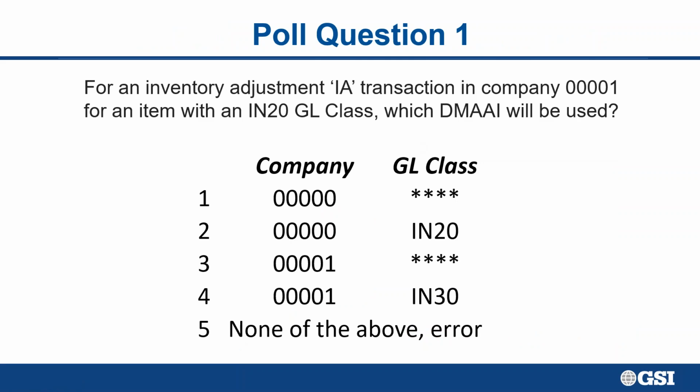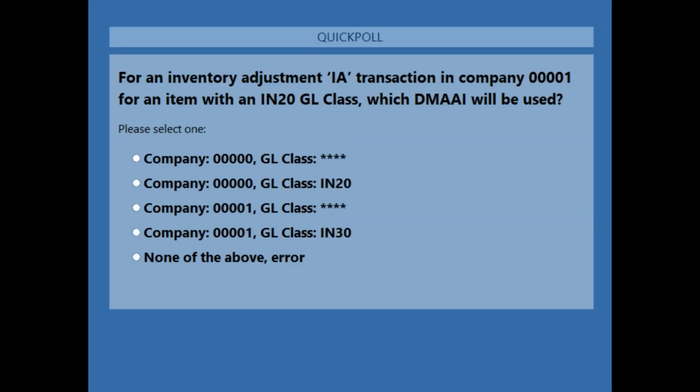Okay, now I want to launch a poll question, and you can see the question here. I'm going to give a minute or so for people to chime in. It's for an inventory adjustment transaction. Let's assume we're in company 1 with an item with an IN20 geoclass code. Which one of the DMAAIs will be used? If you go into your poll question, you should be able to see it and select an answer. I'll give you a minute. Just click on what you think the answer might be, and then we'll move forward.